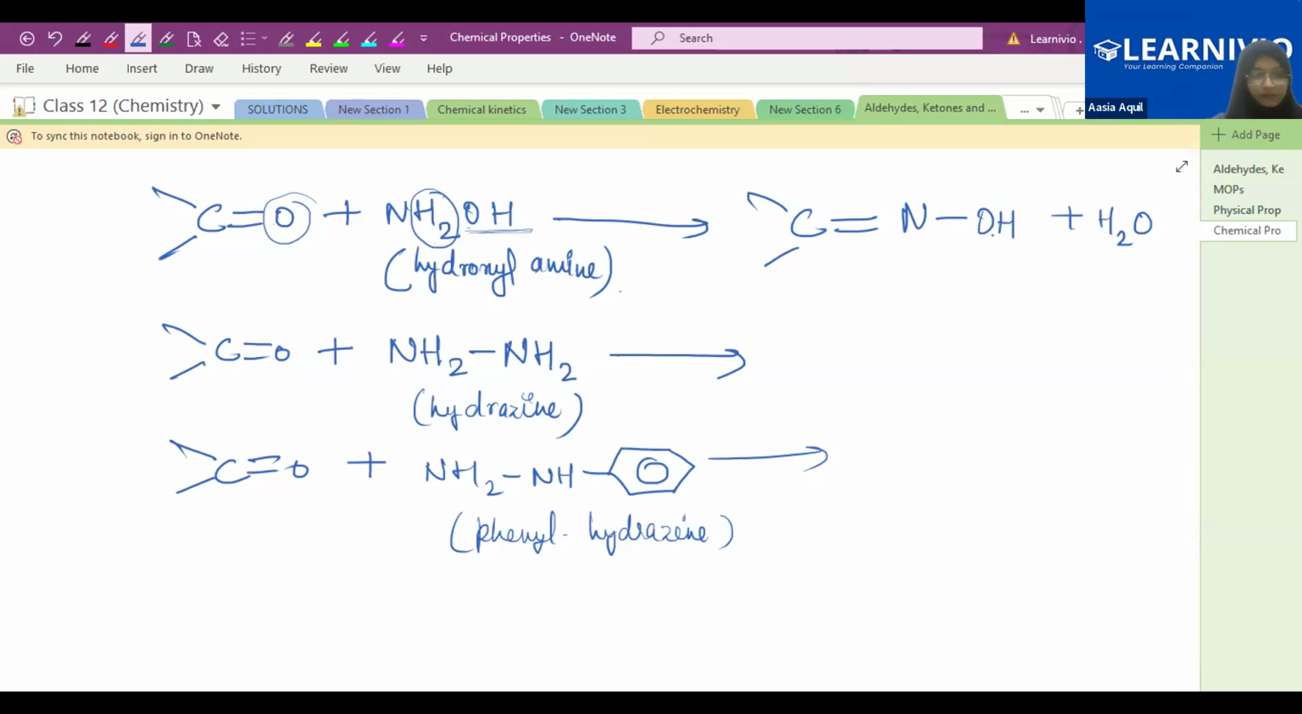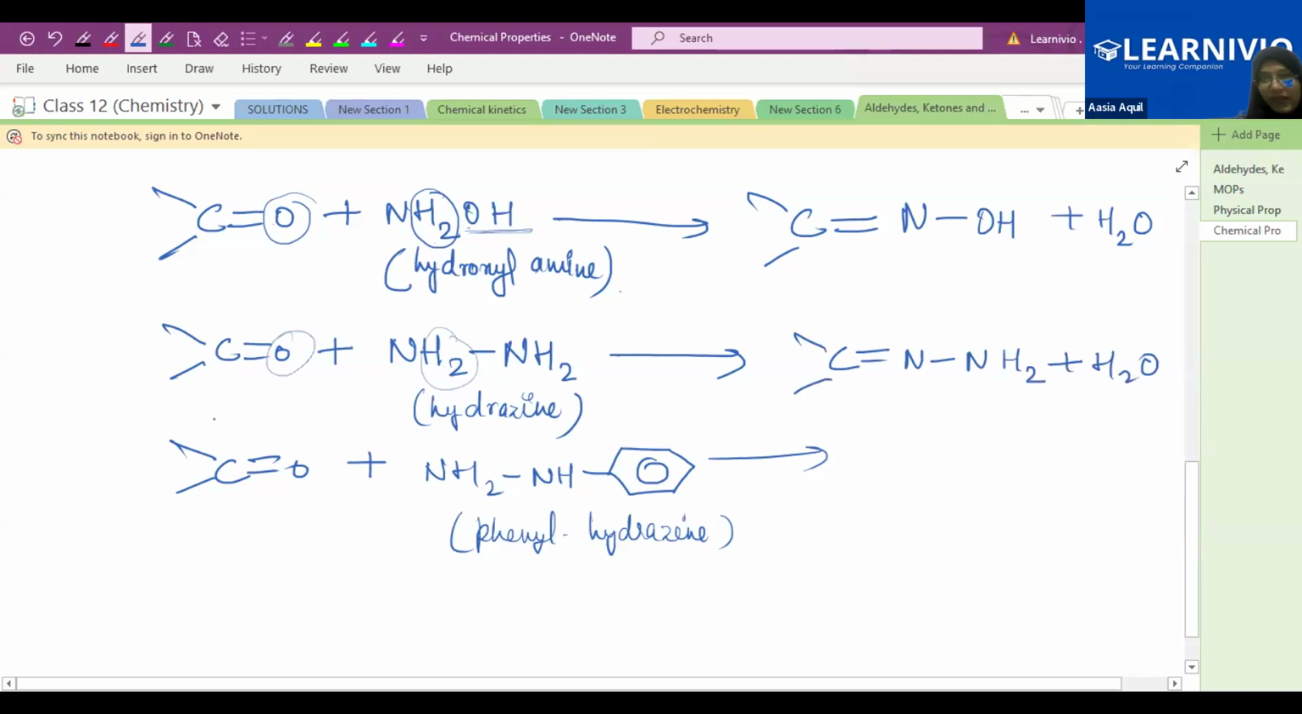Yes, Aisha, next one. Right. C double bond N, NH2, plus H2O. Yes, good. So basically this H2 plus oxygen will be removed as water, and you will get C double bond N and NH2. Very good. Yes, Jubita, third one.